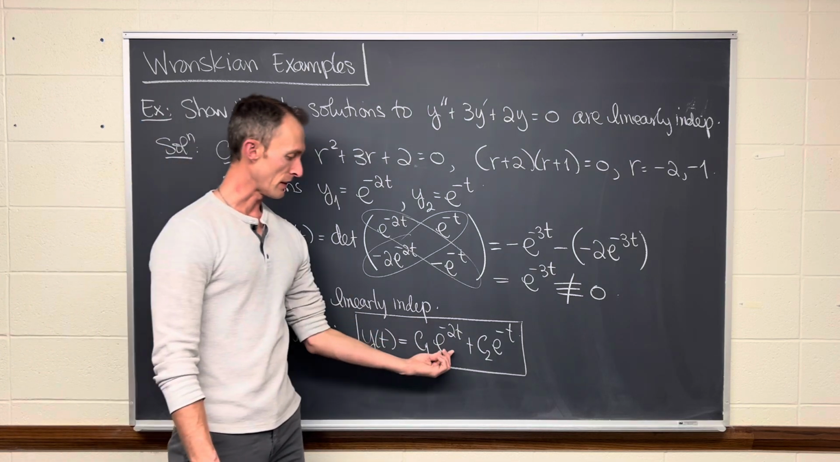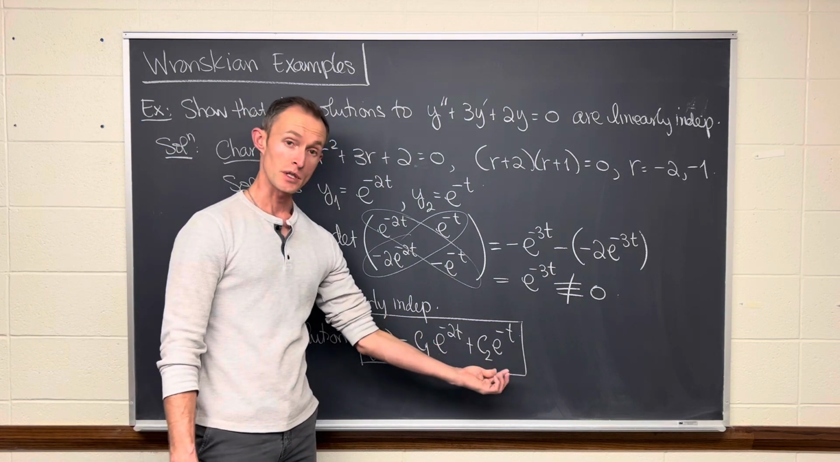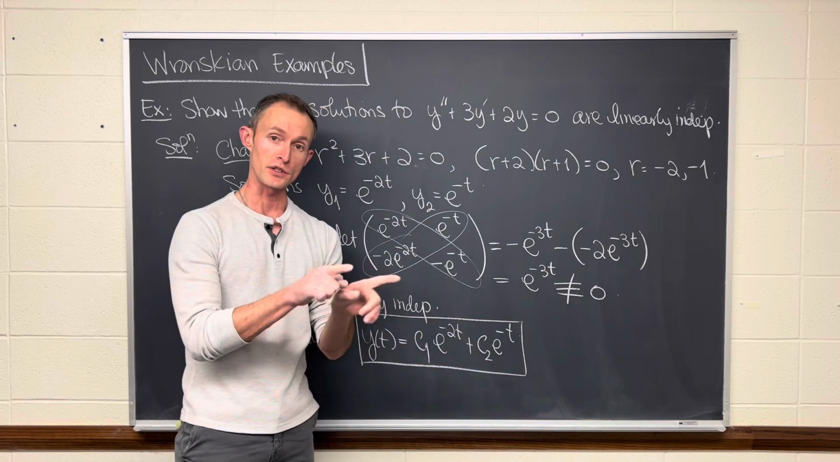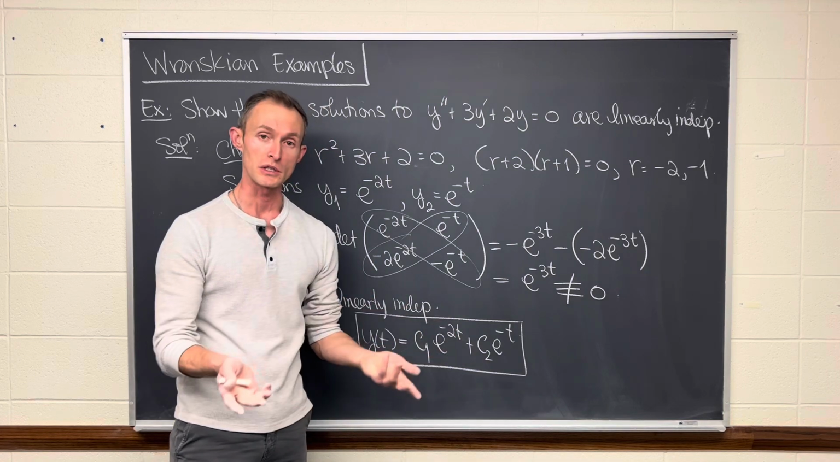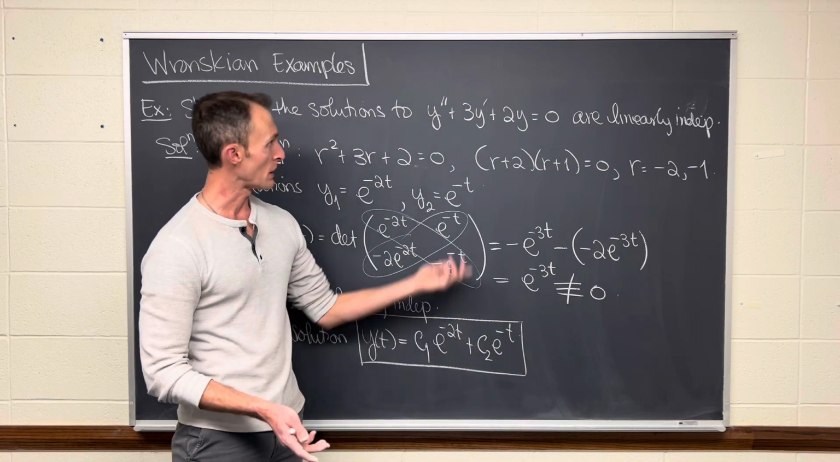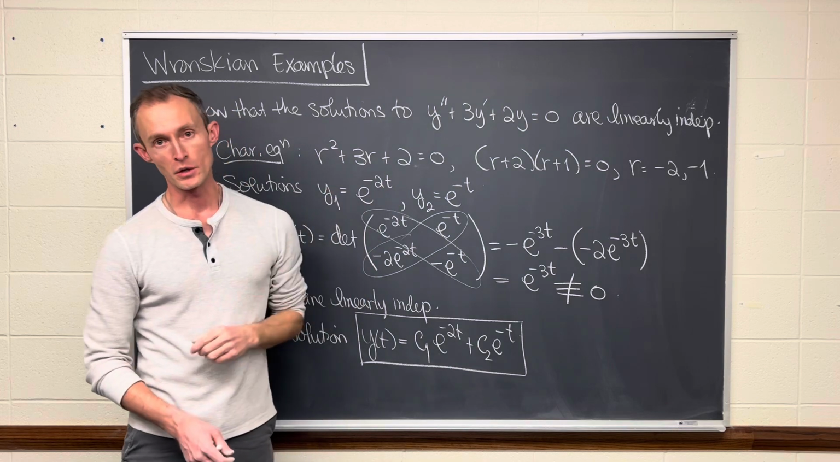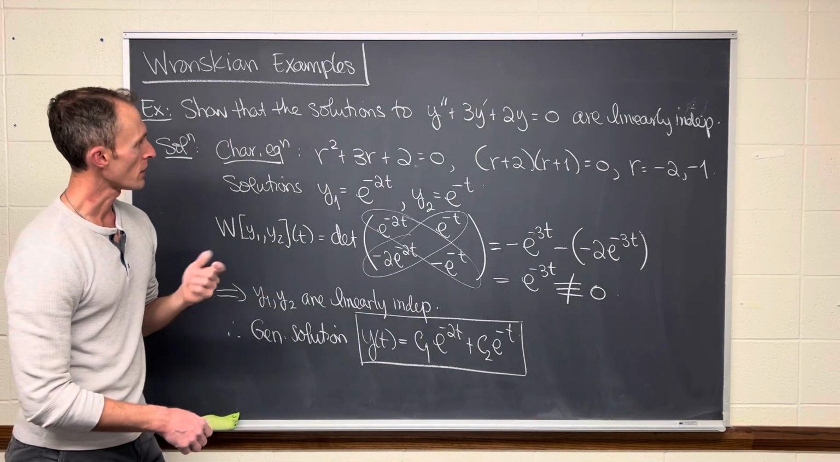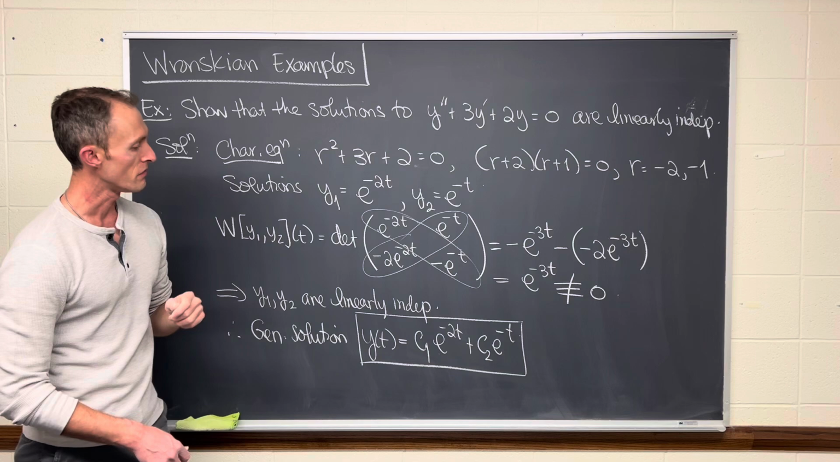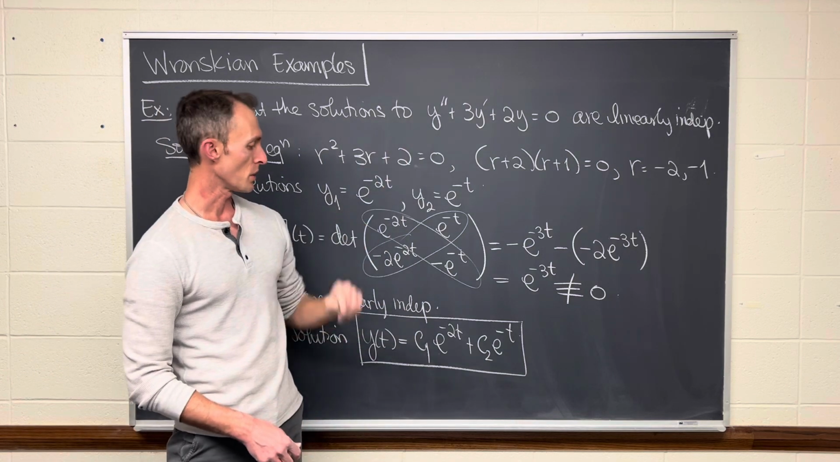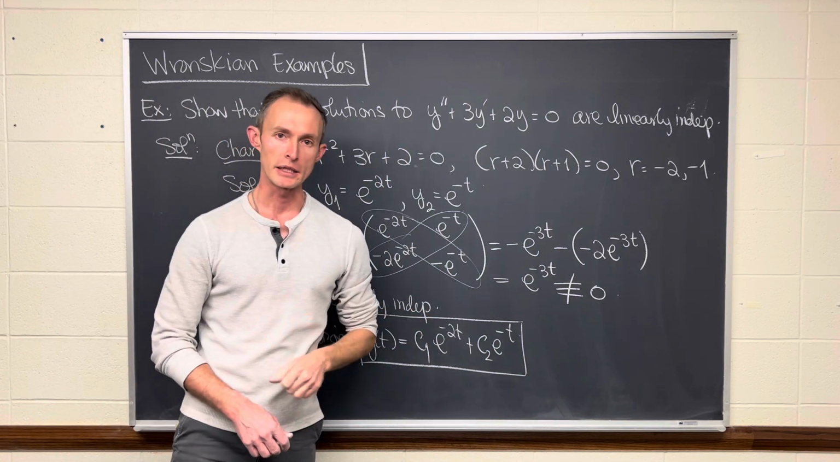And therefore, if I think of these as basis vectors for my solution space, and they're independent, I've got two vectors that are independent, then their span is a two-dimensional space. The dimension of that space is the order of my ODE. That's not an accident. Okay, so there you have it. That's how you use the Wronskian to verify that solutions to an ODE are linearly independent.